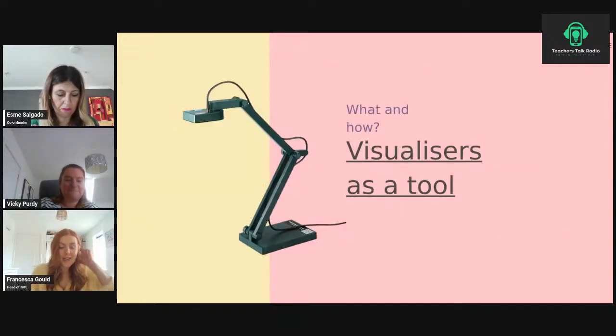So yeah, as Vicky said, I'm going to talk through some examples of how I've used visualizers and how I found success with using them in the classroom as a tool. So I'm going to see if I can operate the slides. I don't know if I can here. No, it's not displaying. Vicky, would you be able to move the slides on for me?